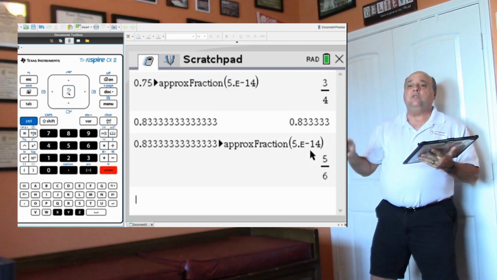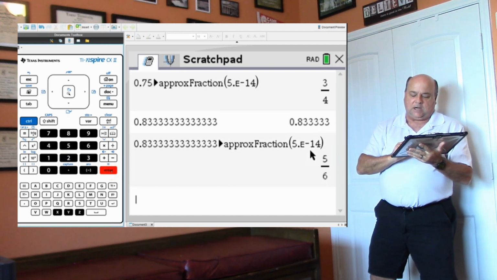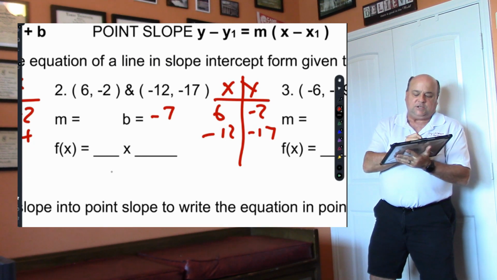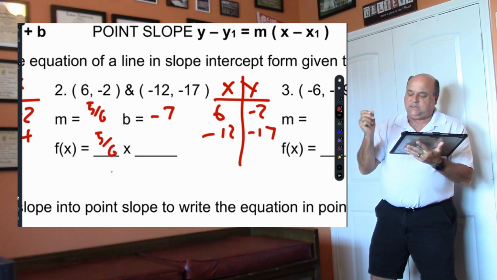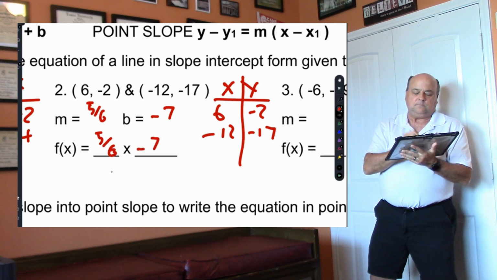And the 0.8333 turns into 5/6. So that's going to be my slope. So I'm going to go back to the equation. My slope is 5 over 6. My equation would be 5 over 6x minus 7.